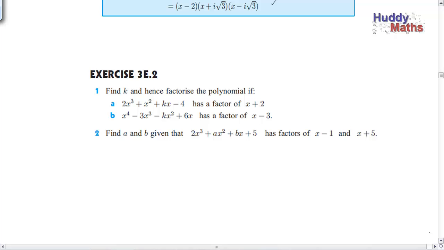So I suggest doing all of these just to keep the skills up. So pause the presentation and have a go.